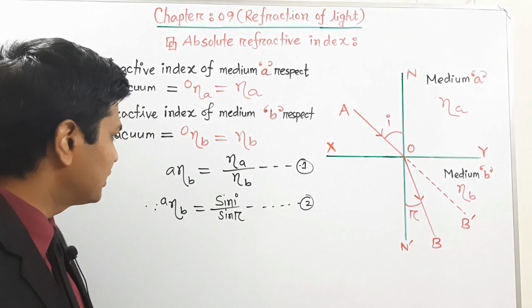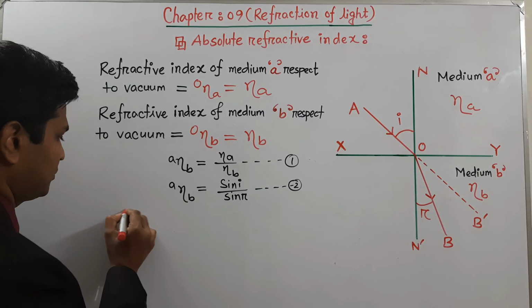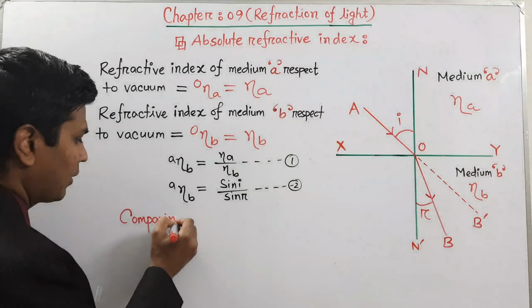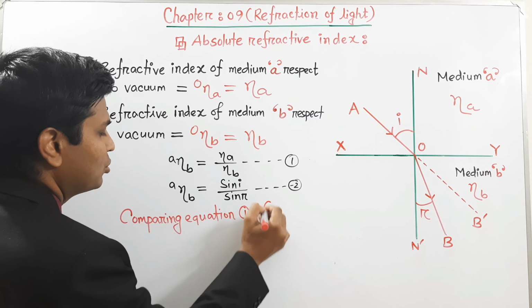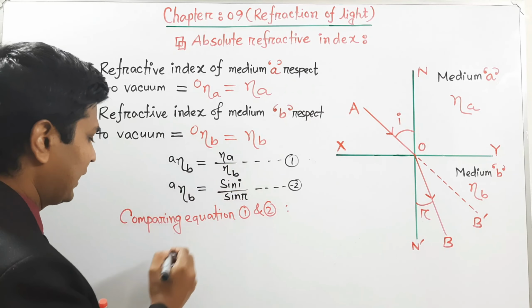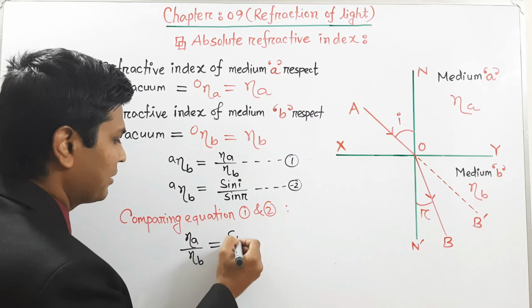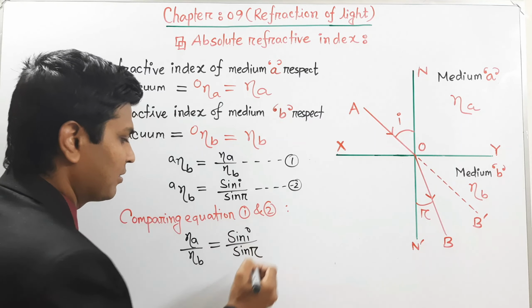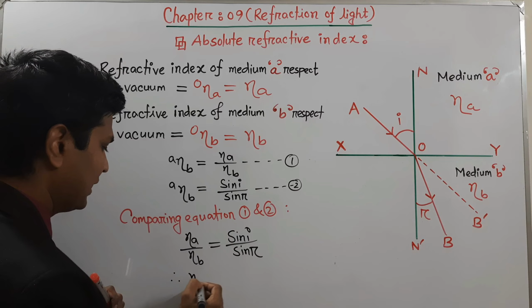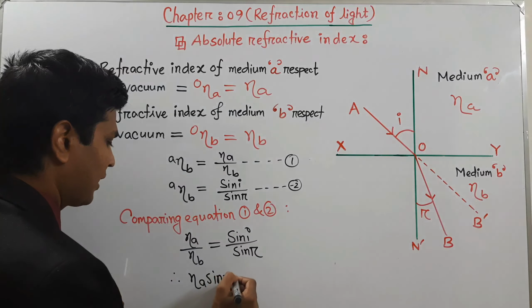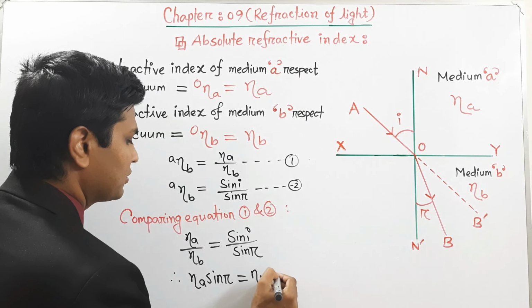Now if we compare equation number 1 and equation number 2, then we will get another equation. Comparing equations 1 and 2, we can write ηB divided by ηA equals sin I divided by sin R. Now after cross multiplication of this expression, we will get the formula: ηA into sin R equals ηB into sin I.